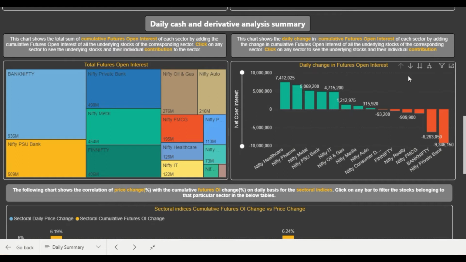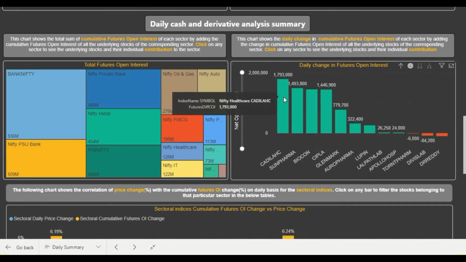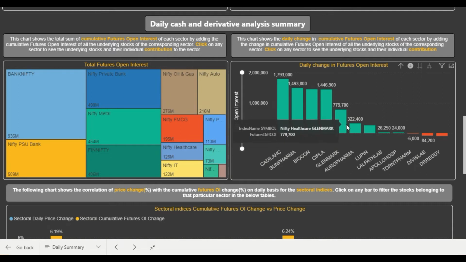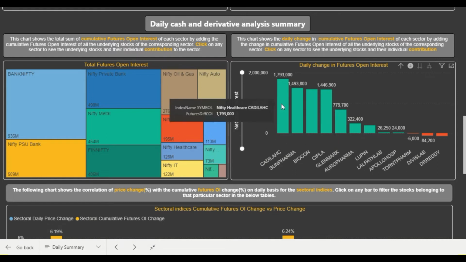So what you can do is click on this icon and then click on this bar. It will drill down to the stocks belonging to this particular sector. Now you can see that in Cadila Healthcare there is an increase in open interest. Right now we don't know the price change, but there is a strong OI addition as compared to the other stocks from the pharma sector. So Cadila Healthcare is gaining momentum in the overall healthcare sector. Now friends, we'll go up again and go back to the sector.